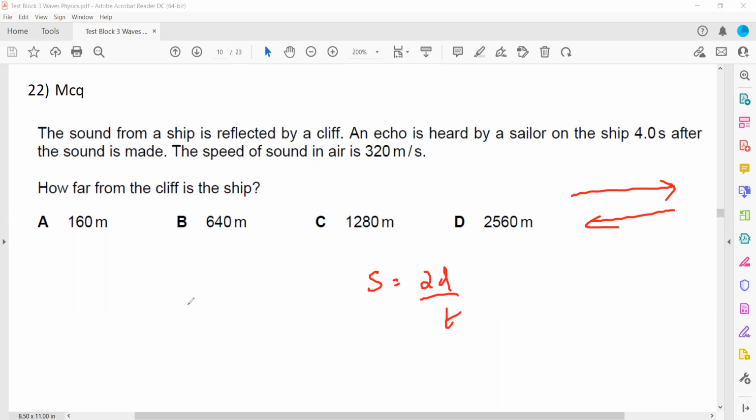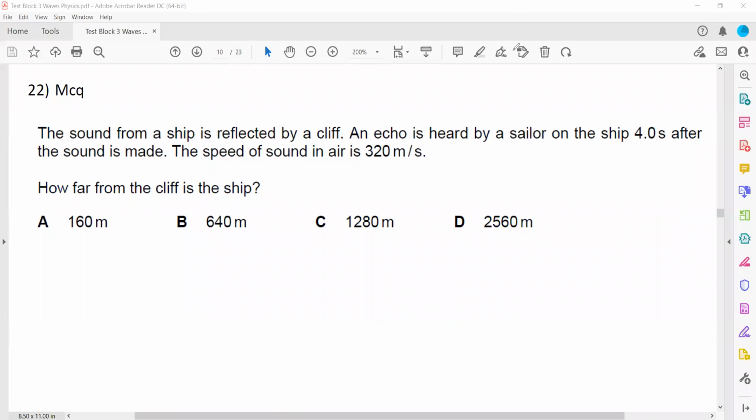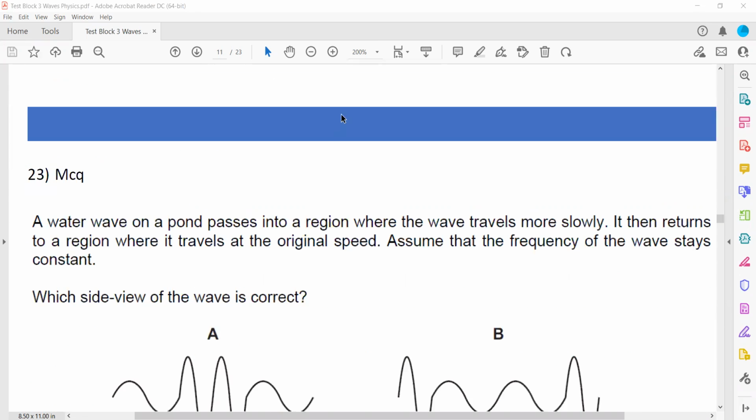We need the distance. So speed multiplied by time divided by 2 will be equal to distance. Speed is 320, the time is 4, and divided by 2. So we simplify: 320 multiplied by 2 is equal to 640. So B is the right answer. Whenever there is a reflection or echo, you will always use speed is 2d divided by t.